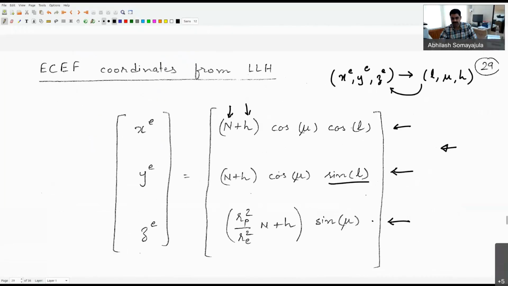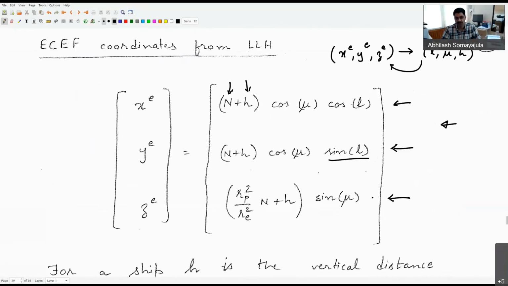Okay, all right. So let me come back here. So that is how we are getting these three equations to transform the latitude, longitude, and the height to xe, ye, ze. And we also saw how to transform the xe, ye, ze into the latitude, longitude, and height.